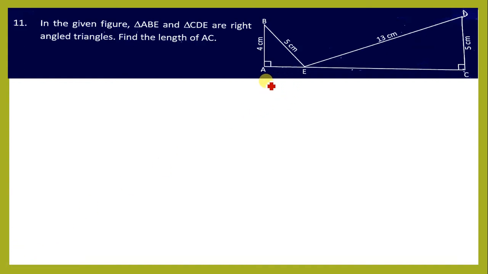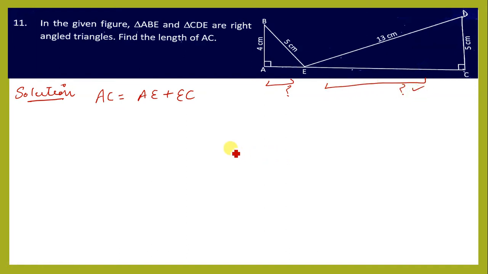Now AC, can you see this? AC consists of two segments, one is AE and the other is EC. AC is equal to AE plus EC. So if we get this AE and EC, and after finding these lengths, if we add them, then easily we can have the length of AC. So in triangle, we'll take first BAE, triangle BAE.